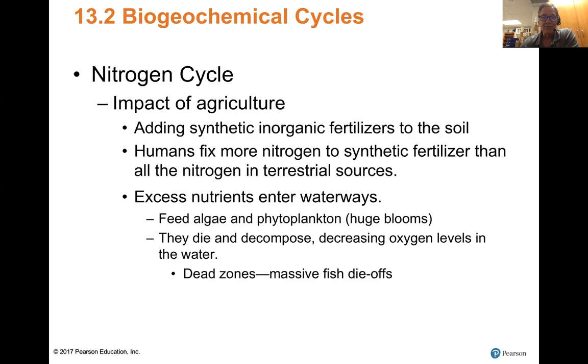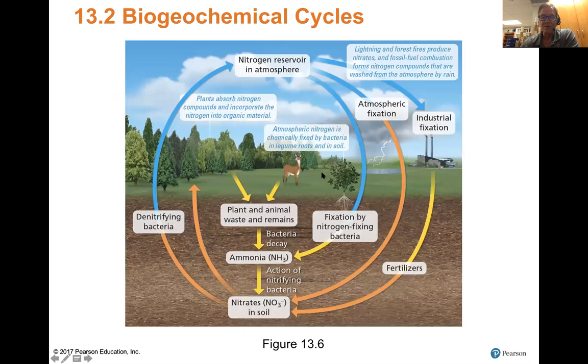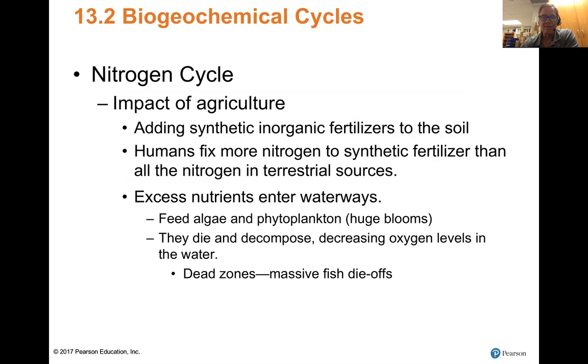Now, nitrogen cycles are important because they add fertilizer to the soil. And humans use more nitrogen in synthetic fertilizer than all natural nitrogen sources. So, this is natural. We're fixing nitrogen into the soil, and we know nitrogen is good because it promotes the growth of plants. Humans add more to make plants grow faster, and then that gets into our waterways and plays havoc with wildlife in there.